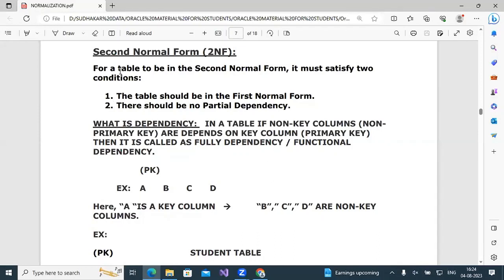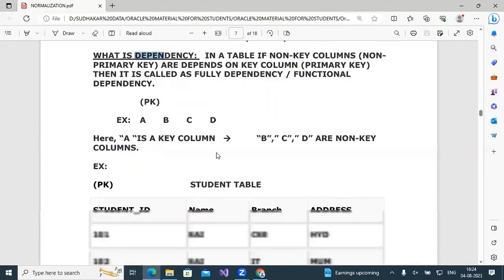When your table is in the second normal form, the table should satisfy the first normal form technique. And second, there should not be partially dependency columns. There should not be partially dependency columns. And what is dependency? We discussed here.